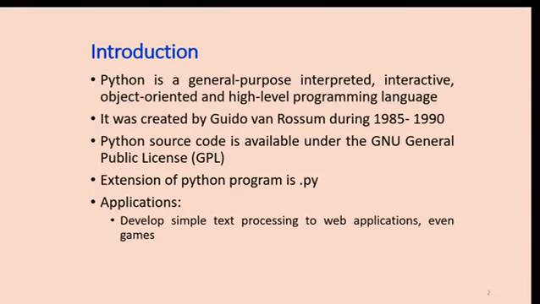It was created by Guido van Rossum during the years 1985 to 1990. It's an open source language and is available under the GNU General Public License. It can be used in any type of OS for free. And all the Python programs should be stored with the extension .py.